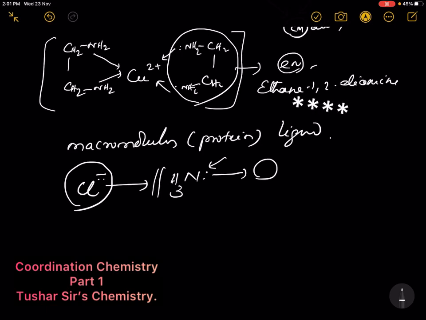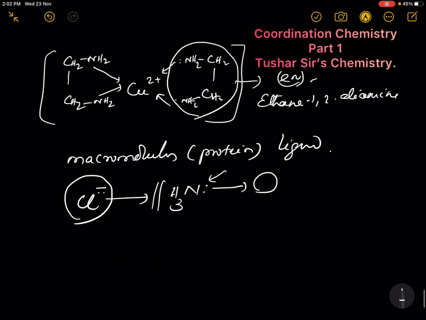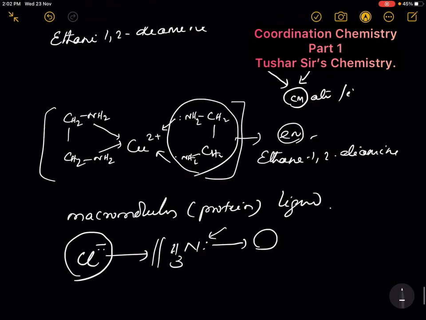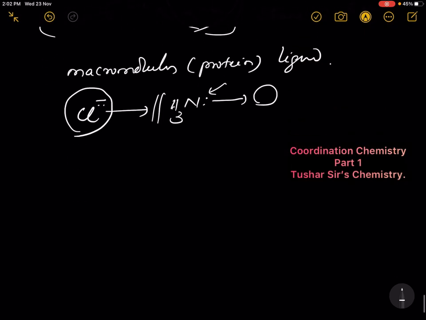And the above one, en, is a bidentate ligand. Why? Because it forms two coordinate bonds with the central metal atom. Oxalate ion, C2O4 2-, can form two coordinate bonds with the central metal atom, so it is a bidentate ligand. Bi means two, dentate means it can form bonding with the central metal atom or ion.